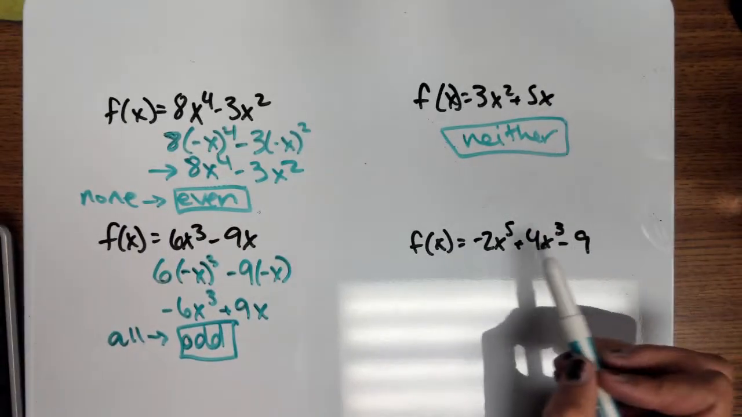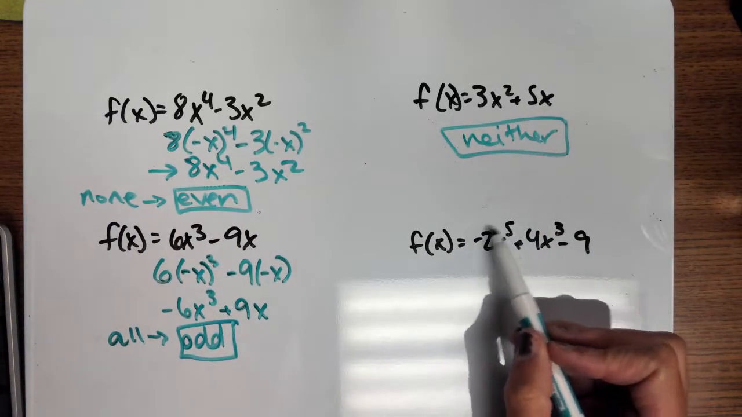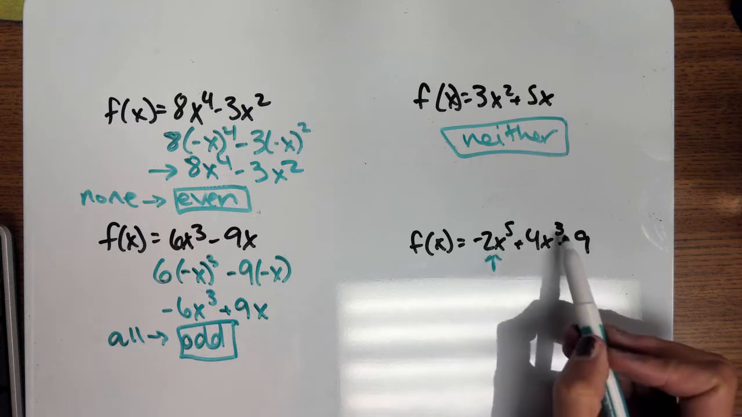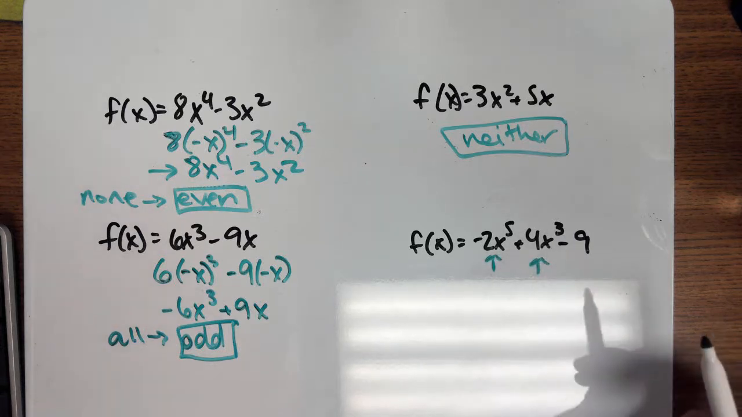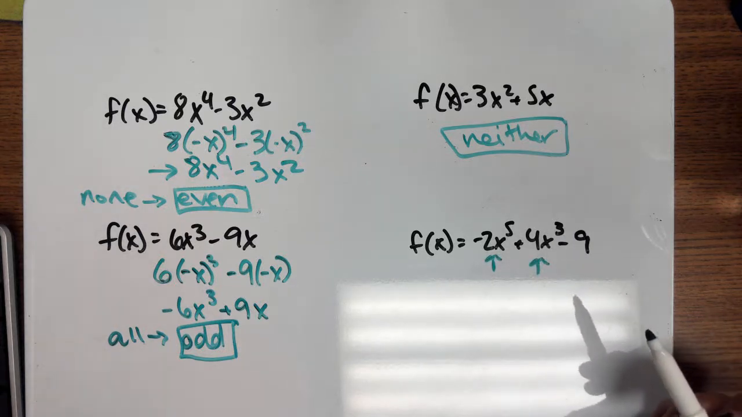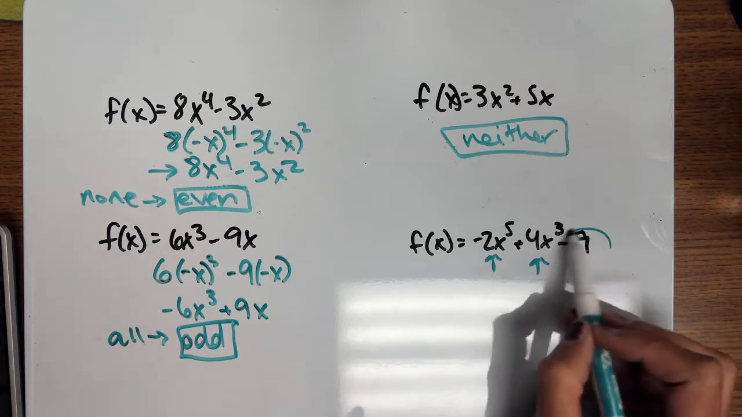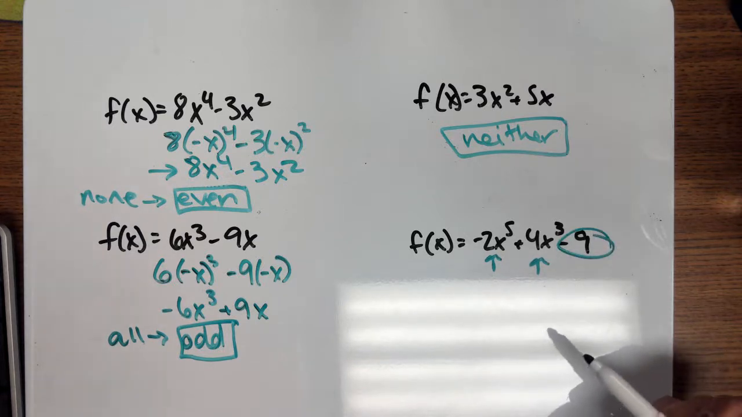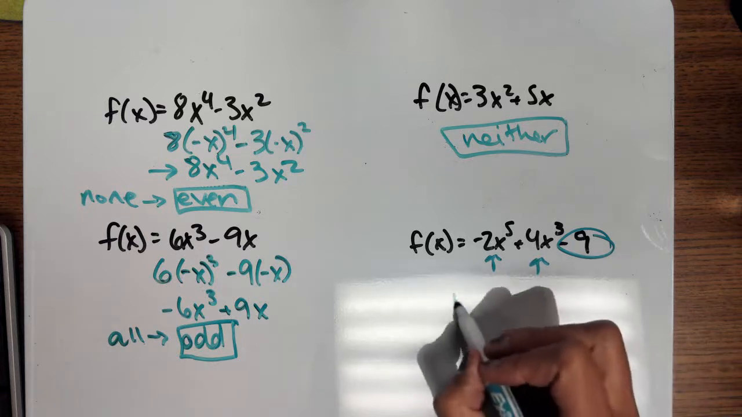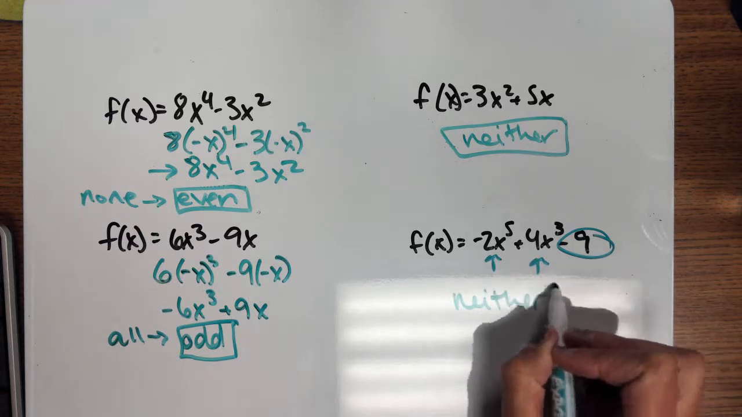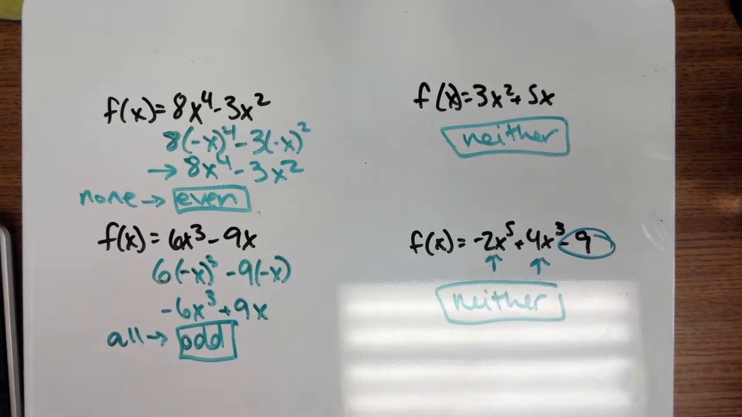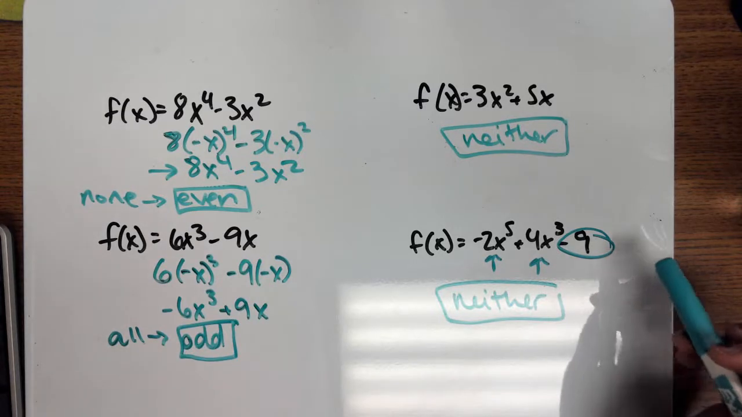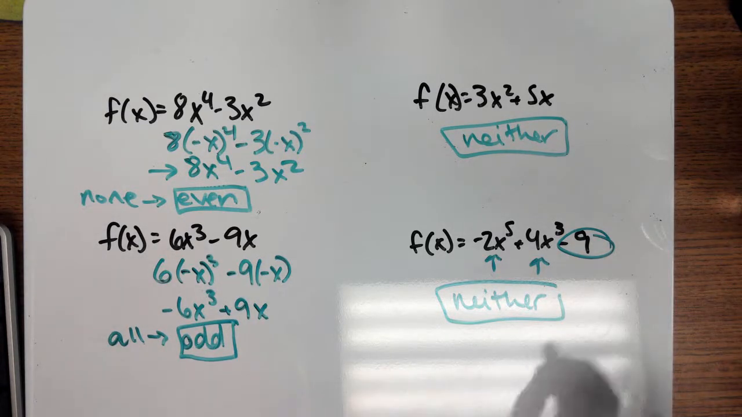And then be careful here. If I plug in a negative x to the fifth, this will change. If I plug in a negative x, this will change. And some people see that and say, okay, all of them change, it's odd, but there is no way that you can change that negative 9 into a positive 9. So this would also be neither even nor odd because of that constant there at the end. Now, it doesn't mean it couldn't have been even with none of the signs changing, but because this changed and that didn't, that makes it neither.